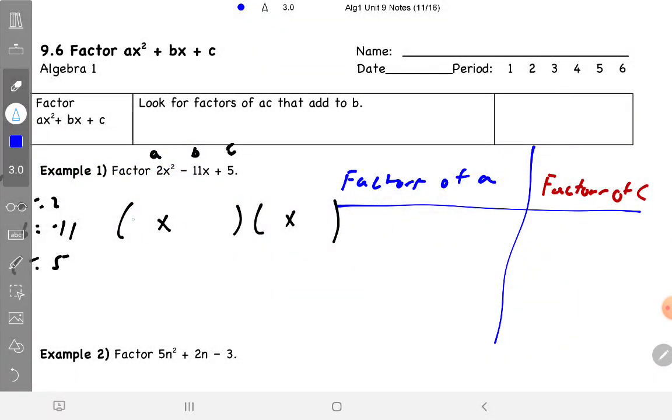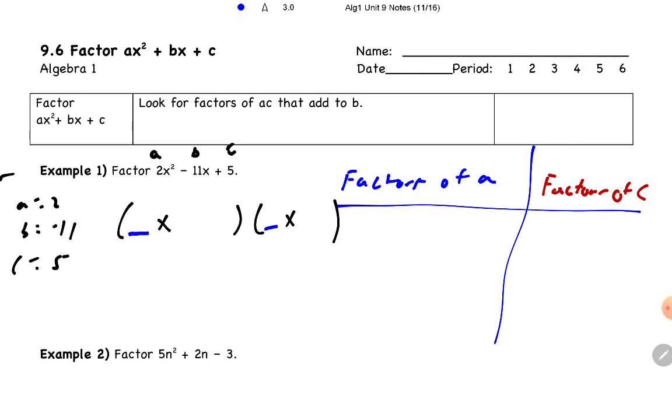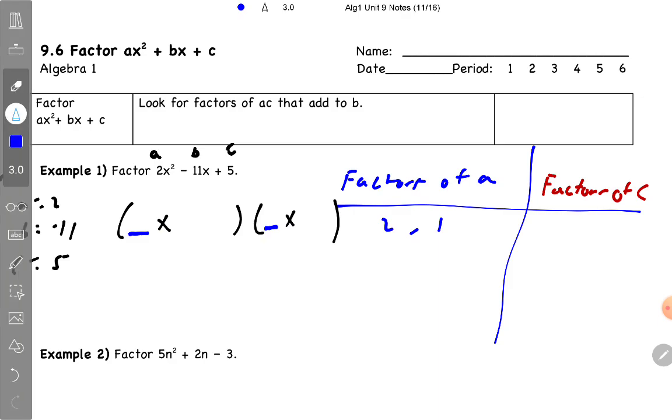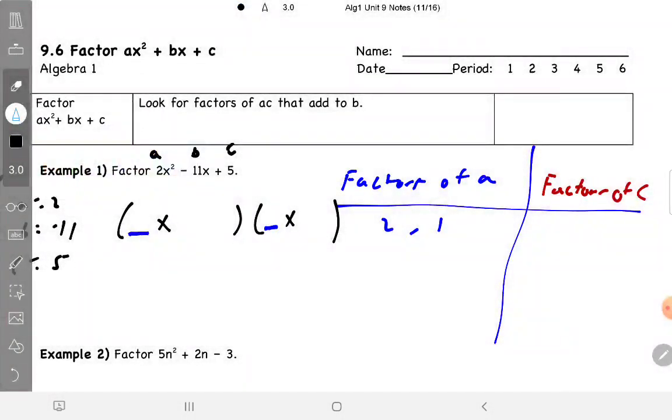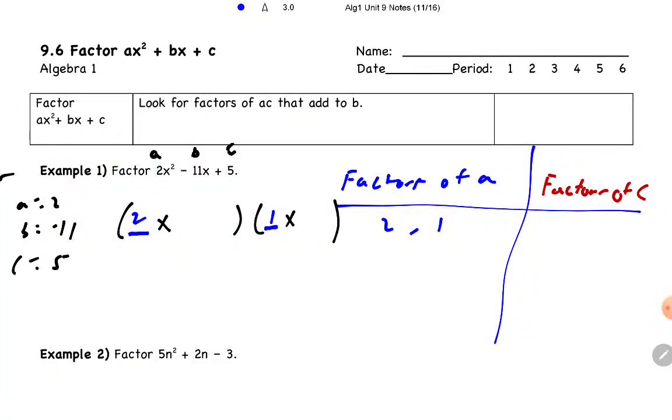My factors of a go in these two spots, the number in front of x. And there's only one factor pair, 2 and 1. We can go negative 2 and negative 1, but for factors of your a, you just want to keep them positive if possible. Just makes it easier. So this is 2 and 1 right here.